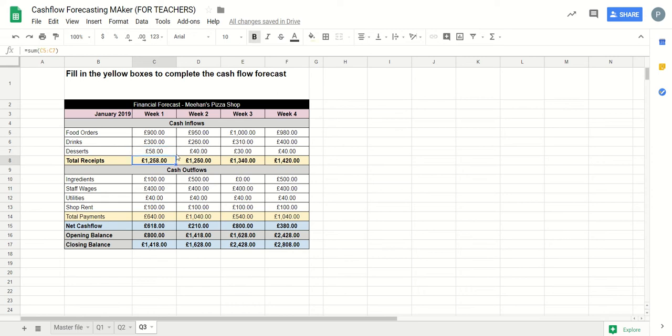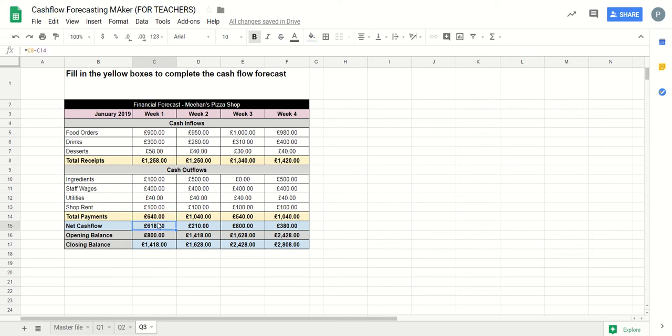Now, on a different cash flow forecast, you might have something slightly different. You might have more individual items that are being added up. You then have the total payments. I'm just going to actually make this bold as well while we're here. And an exam paper might have all the total payments on it, which is all your outflows. For example, things like ingredients each week, staff wages, utilities, and shop rent. So we're there with all of that, and we add those together.